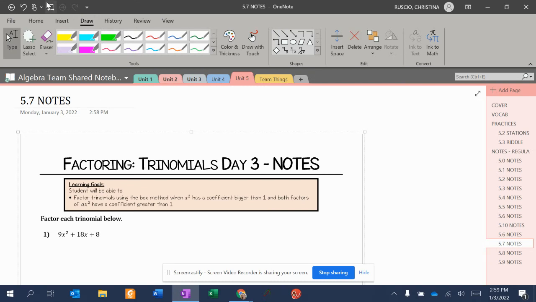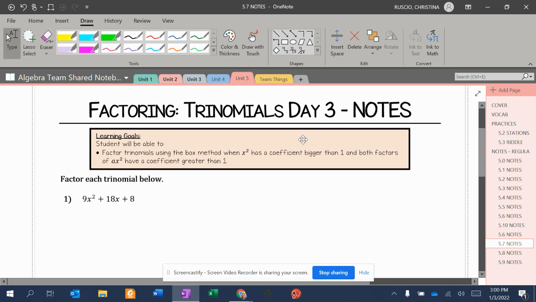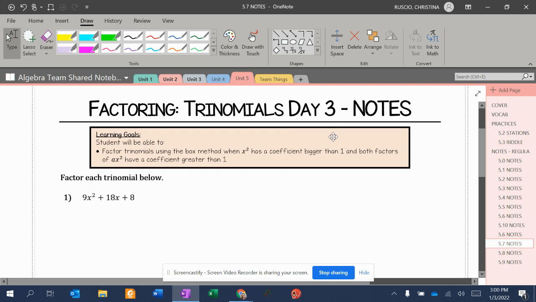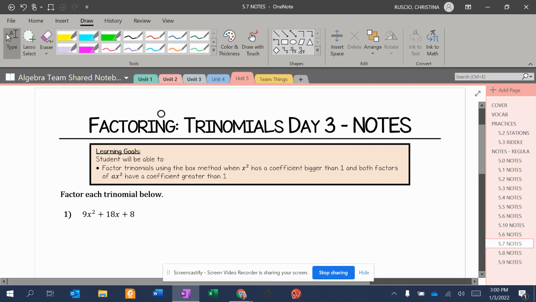Everyone, you are watching the Factoring Trinomials Day 3 notes video. Today we are going to continue factoring, basically what we've done the past 2 days, only we're going to make this a little bit more complicated. So we're going to factor the same way using the box method.